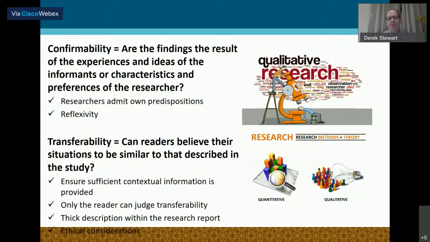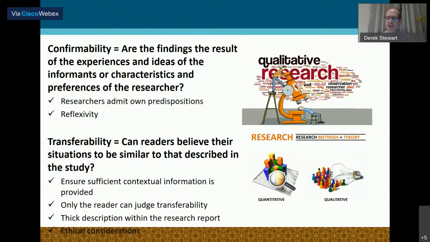And the other bit's confirmability. Now, this is difficult as well, to make sure that the findings are the result of the experience and ideas of the informants and not the researcher. So that's a bit about what I was just saying around reflexivity, me admitting my own predisposition about pharmacist prescribing. I'm going to really want that data to be supportive. But we've all got bias.